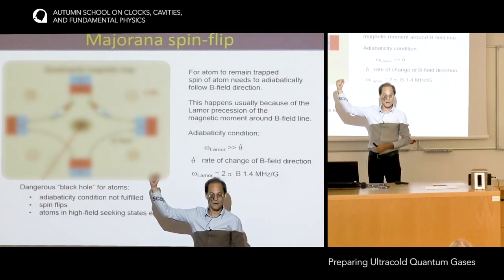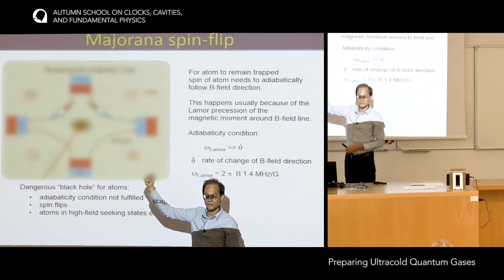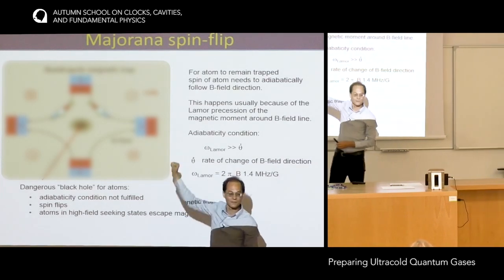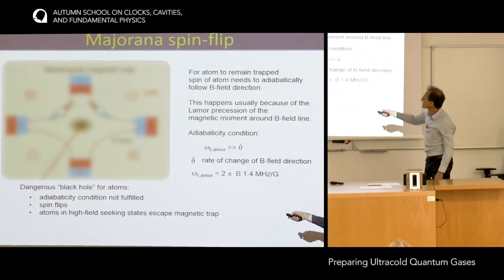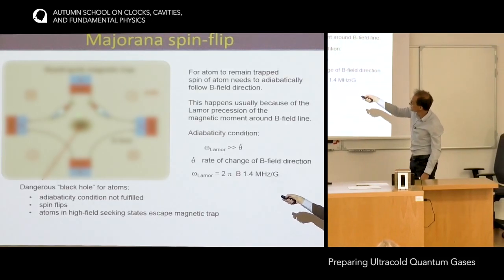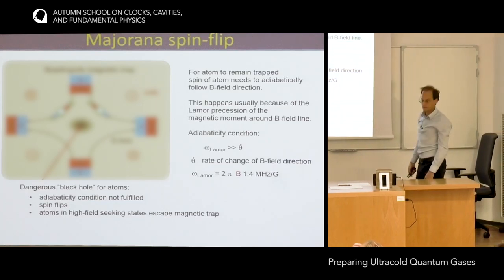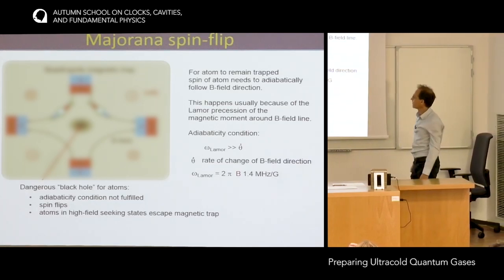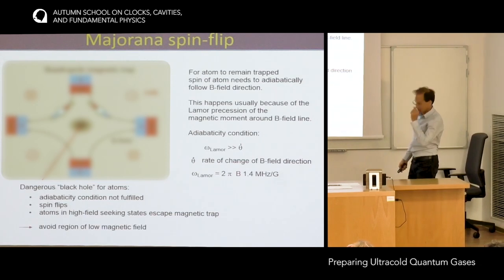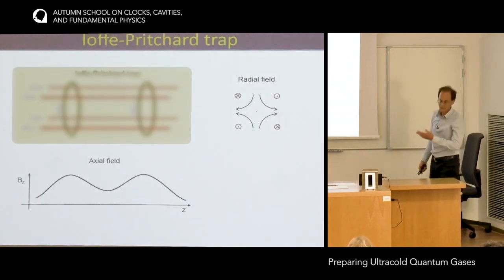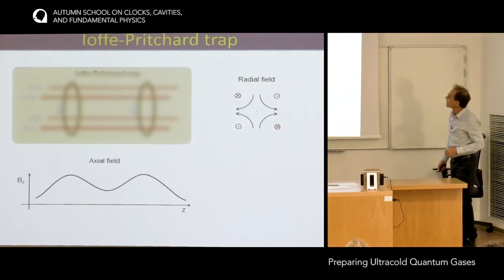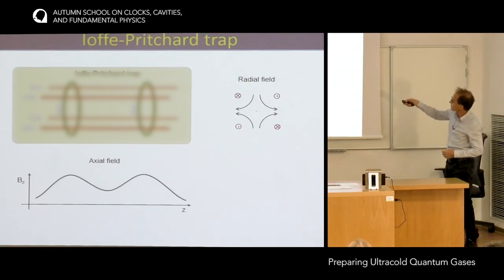It's like a bar magnet, and instead of being repulsed from your magnet, you flip it around and it does the wrong thing. So an atom which flies by near the center will just end up in the wrong spin state and be lost. So we need to avoid regions of low fields, and there are lots of tricks how to do this. One trick is the so-called Pritchard trap.